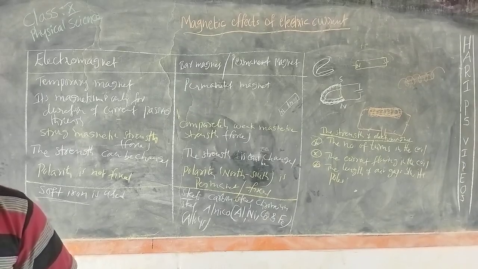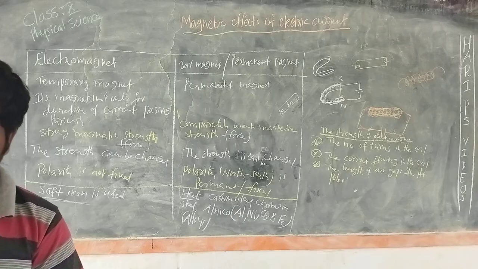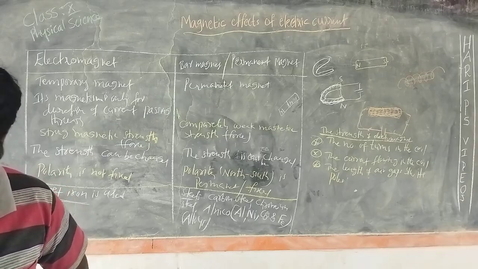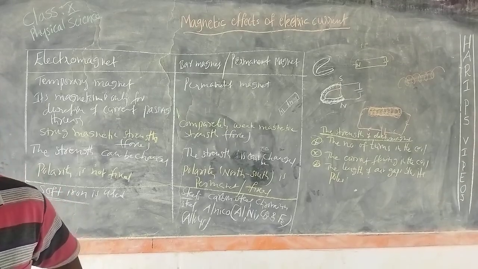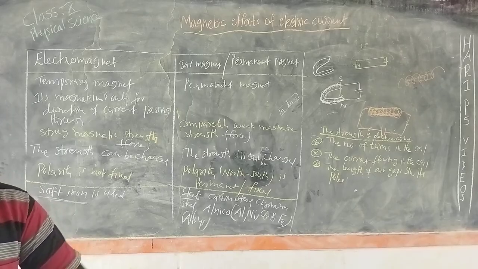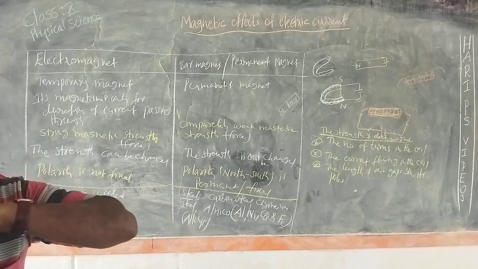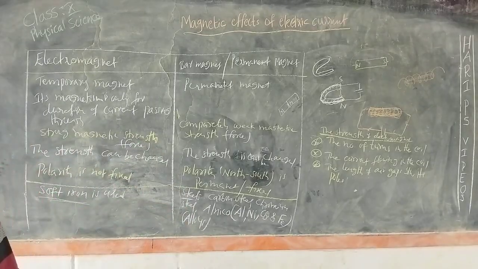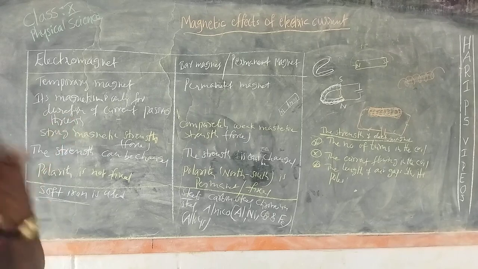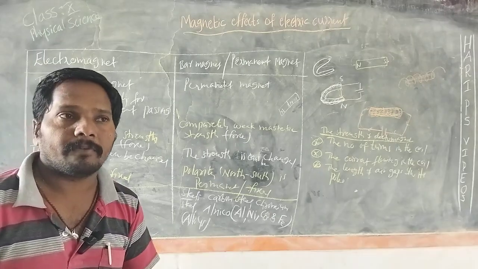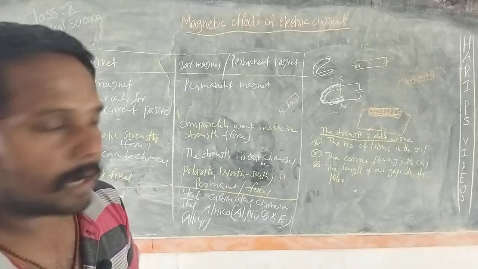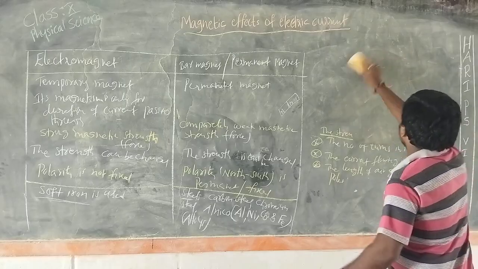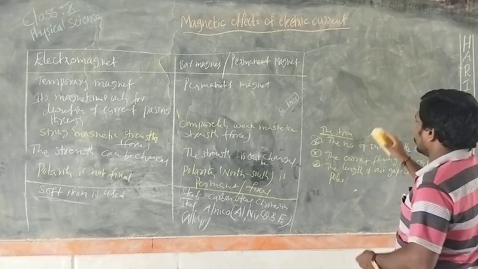Such strong permanent magnets are used in microphones, loudspeakers, electric clocks, ammeters, voltmeters, speedometers, and many other devices. Then what about electromagnets? It depends on our use. So this is about permanent magnets and electromagnets.